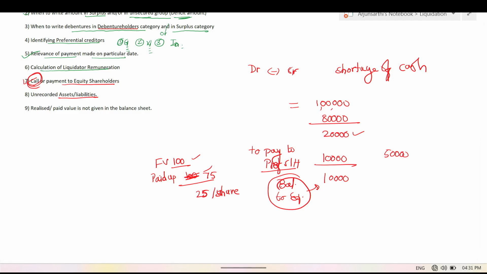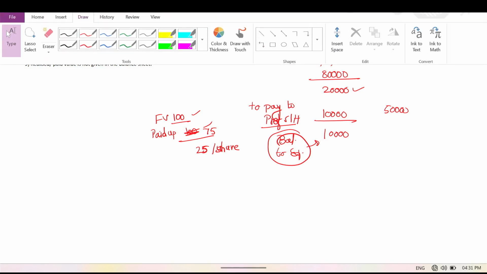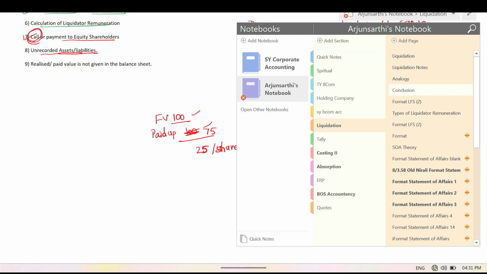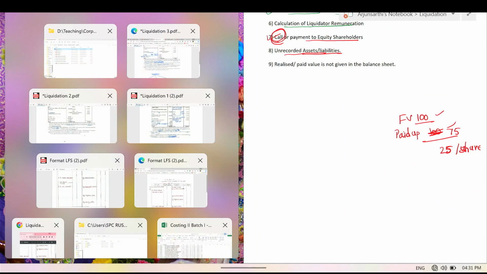And then the next case. In the next case, what they are saying is unrecorded assets and liabilities. If an unrecorded asset or liability is given in the information part of the problem. Now let me show you that problem.